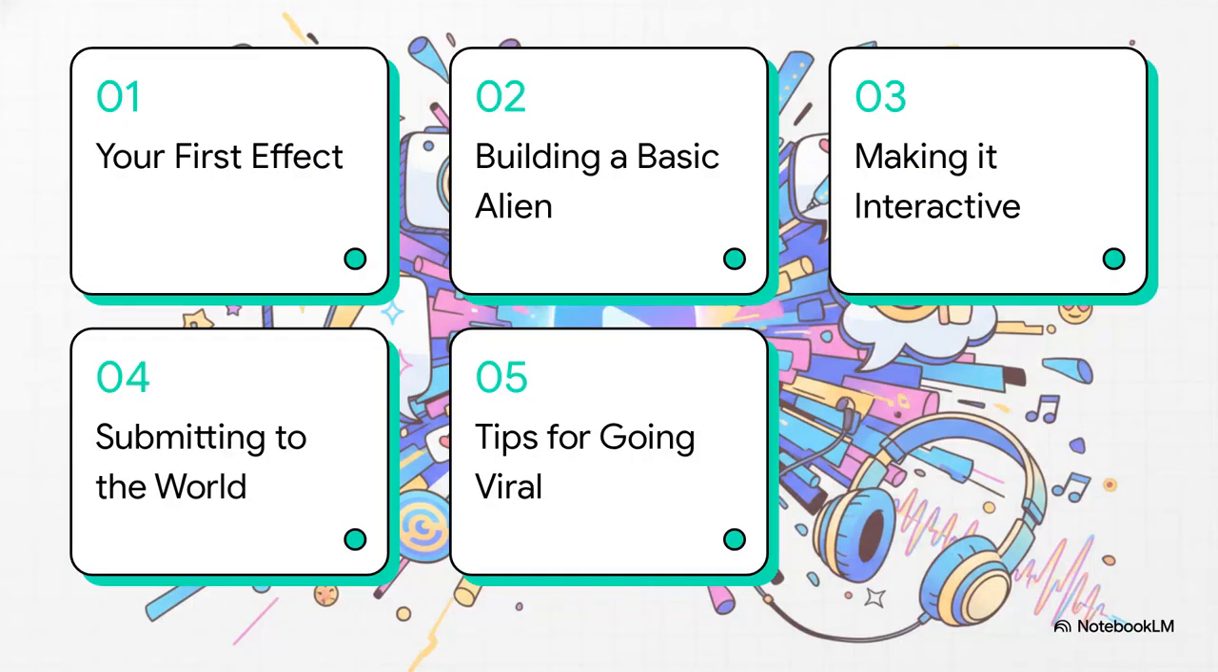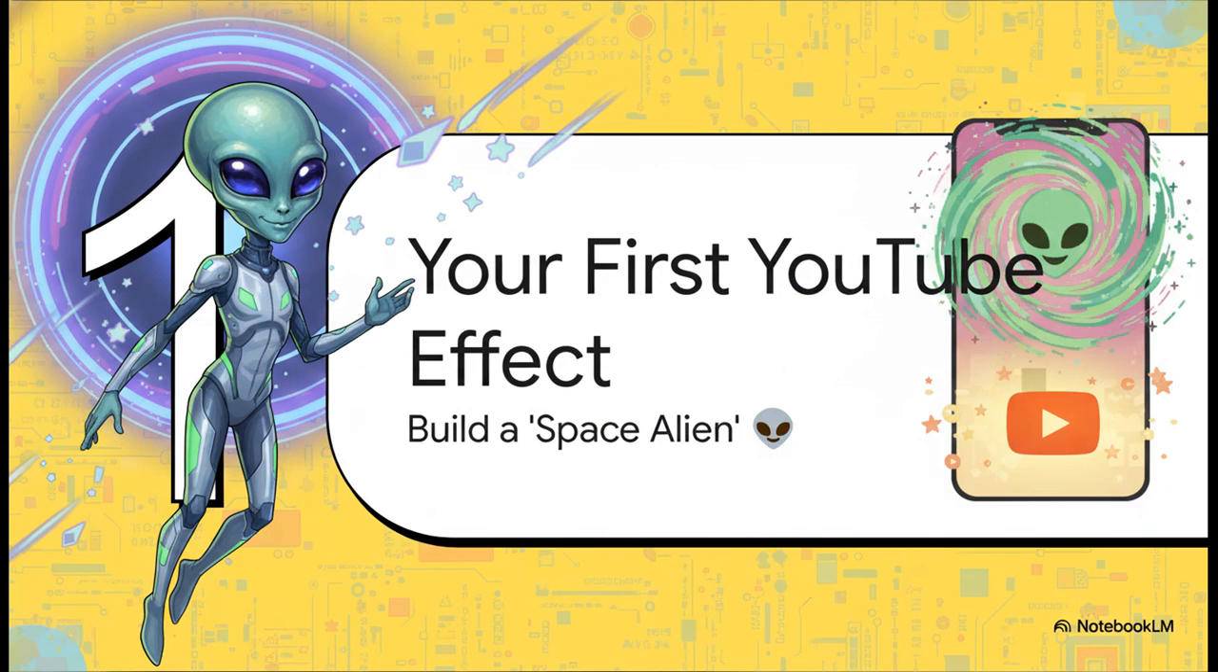So here's our game plan. First, we're going to build our effect, a fun little space alien. Then we'll level it up by making it interactive. After that, we'll submit it to the world, and I'll even throw in a few pro tips for making it go viral. Sounds easy enough, right? Let's get started.